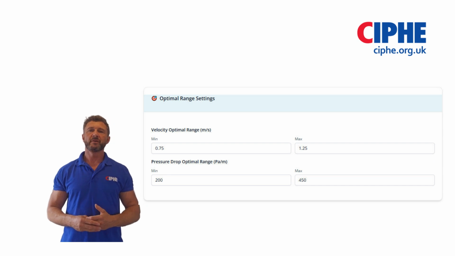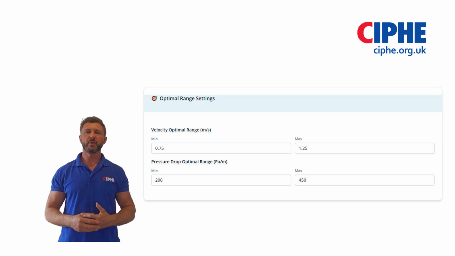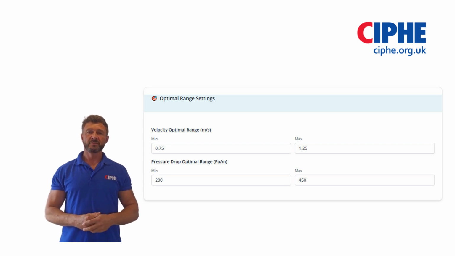Before we calculate the results, let's take a quick look at the preset limits shown on the two gauges. When sizing pipework for heating systems, it's good practice to aim for a flow velocity between 0.75 and 1.25 meters per second, and a pressure drop between 200 and 450 pascals per meter of pipe. These ranges give a good balance between efficient circulation, low noise, and minimal wear on the system.